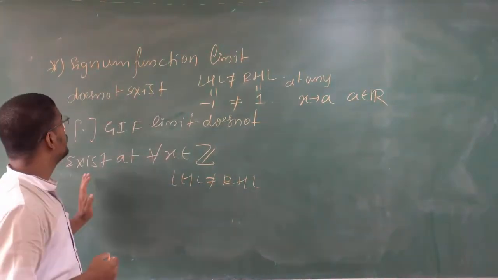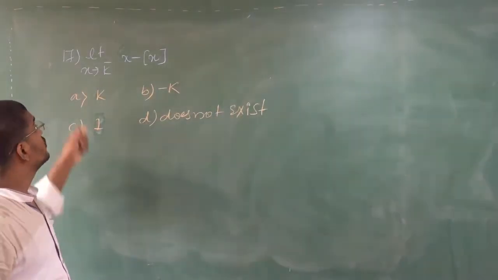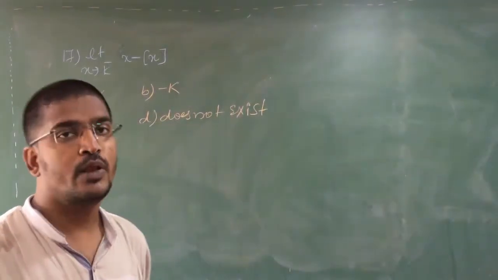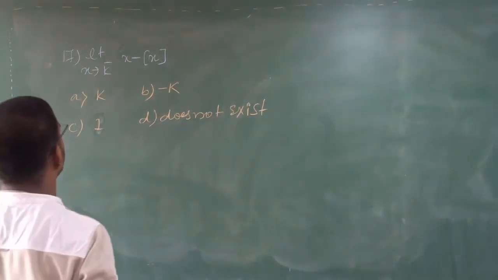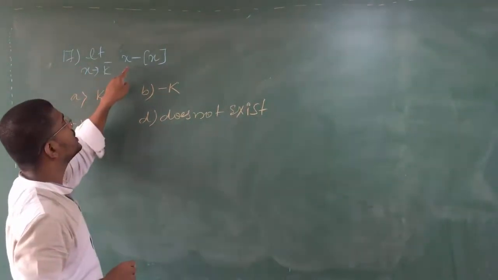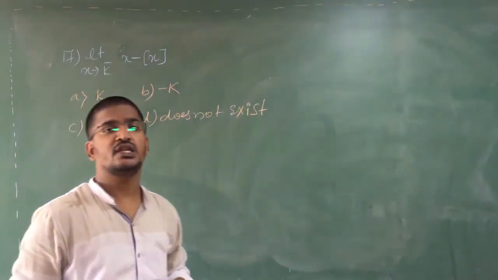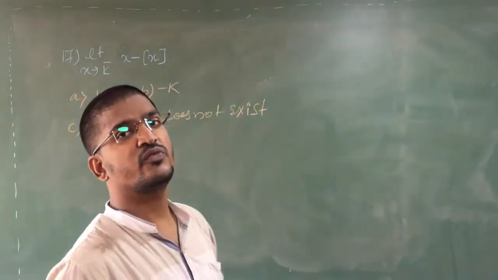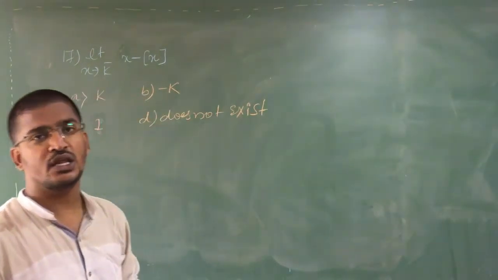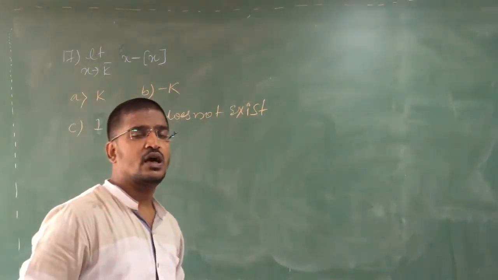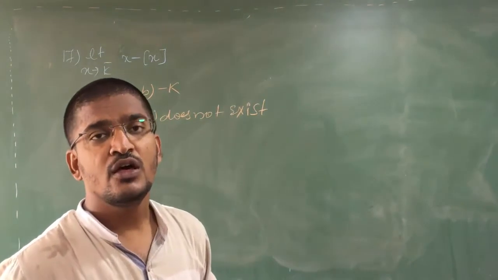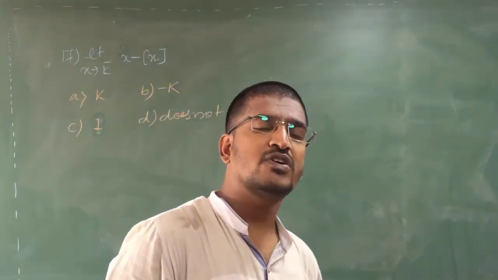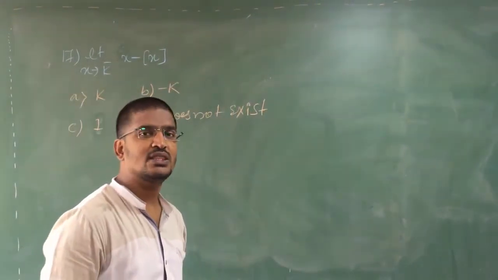Okay, take note of this. My dear students, let us go for the 17th problem. See the 17th problem: limit x tending to k minus of x minus greatest integer x. That means it is a fractional function. The given function is a fractional function.